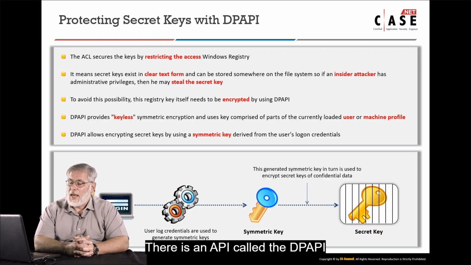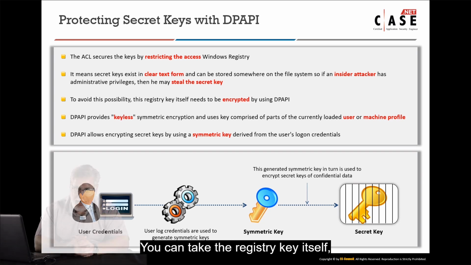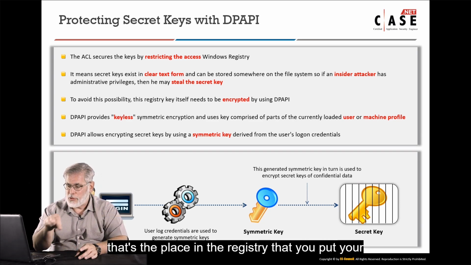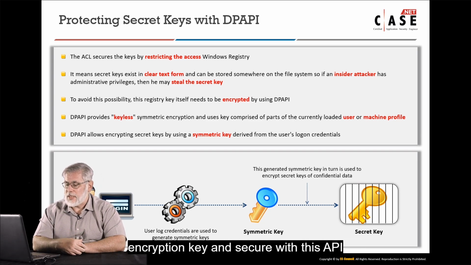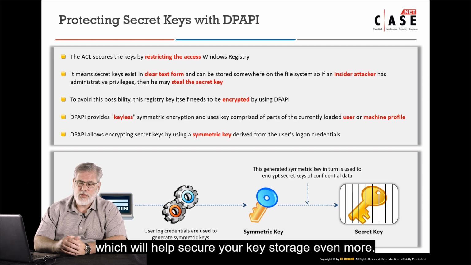There is an API called the DPAPI, which restricts access to the Windows registry and to keys stored in there. You can take the registry key itself, and that's the place in the registry that you put your encryption key, and secure it with this API. And you can see that shown right here on this screen, which will help secure your key storage even more.